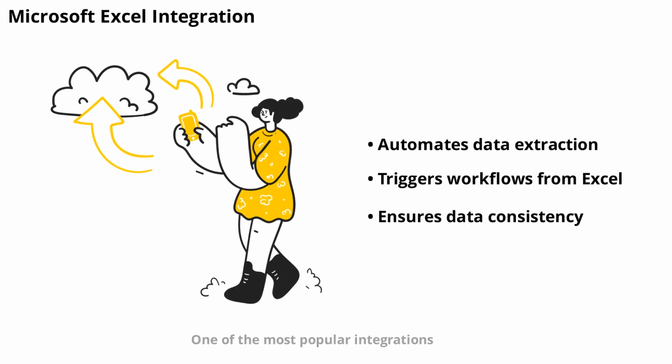One of the most popular integrations for finance teams is with Microsoft Excel. Power Automate can connect directly to Excel files stored in OneDrive or SharePoint. This allows you to automate data extraction, report generation, and even trigger workflows based on changes in your spreadsheets. For example, when a new row is added to a budget tracker, Power Automate can send notifications or update other systems. This integration saves time and ensures consistency in your financial data.